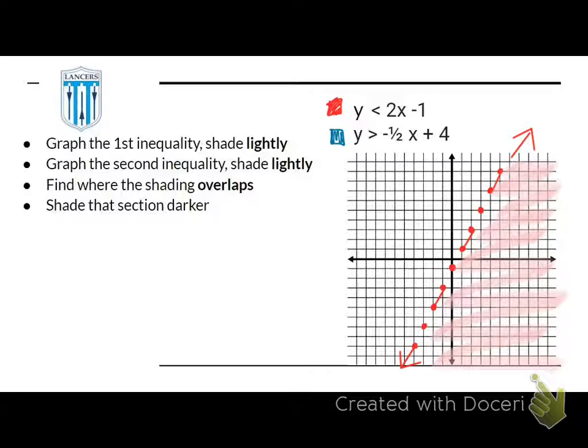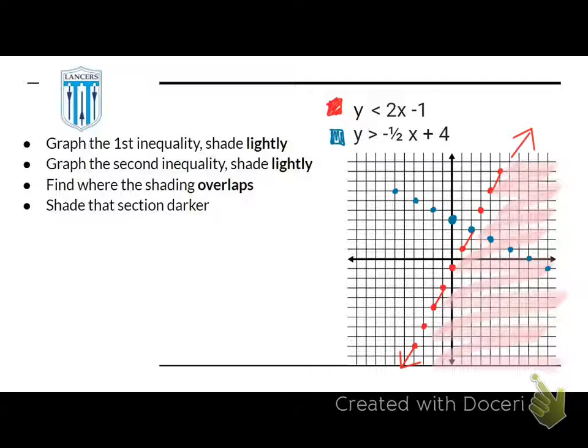Let's graph the second inequality. My starting point for this one is going to go up 4 on the y-axis. 1, 2, 3, 4. From there, I will go down 1. Which way over? If I go down, I have to go right. If you said it, I just didn't hear you. That's why I asked a second time. And if we go up, we should go left.